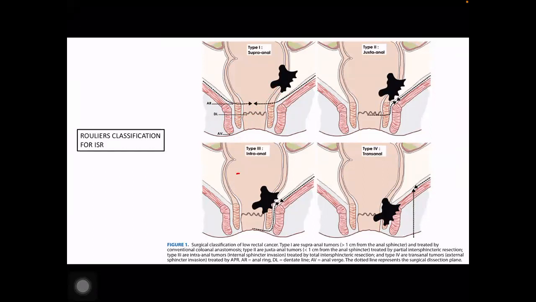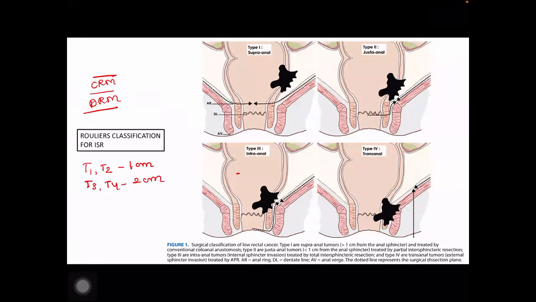Ideally, for clearance of a tumor, I told you initially about the CRM. What should the DRM be? DRM means distal resection margin, how much it should be. For a rectal cancer, if it is T1, T2, 1 centimeter is enough. For T3, T4, 2 centimeters is enough.